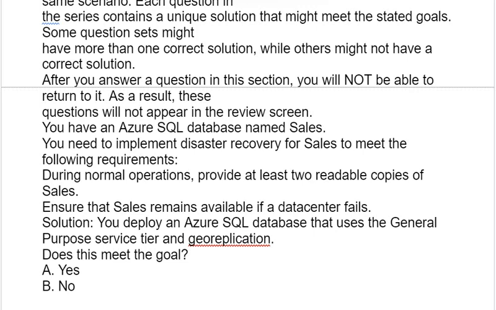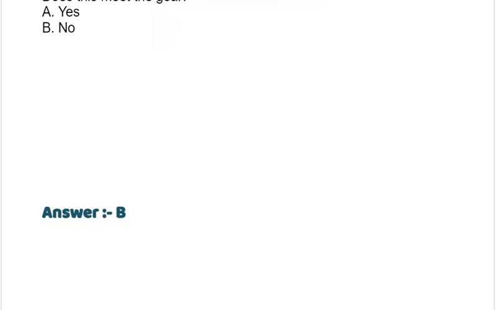Solution: you deploy an Azure SQL database that uses the general purpose service tier and geo-replication. Does this meet the goal? Option A yes, option B no. Correct answer is option B no.